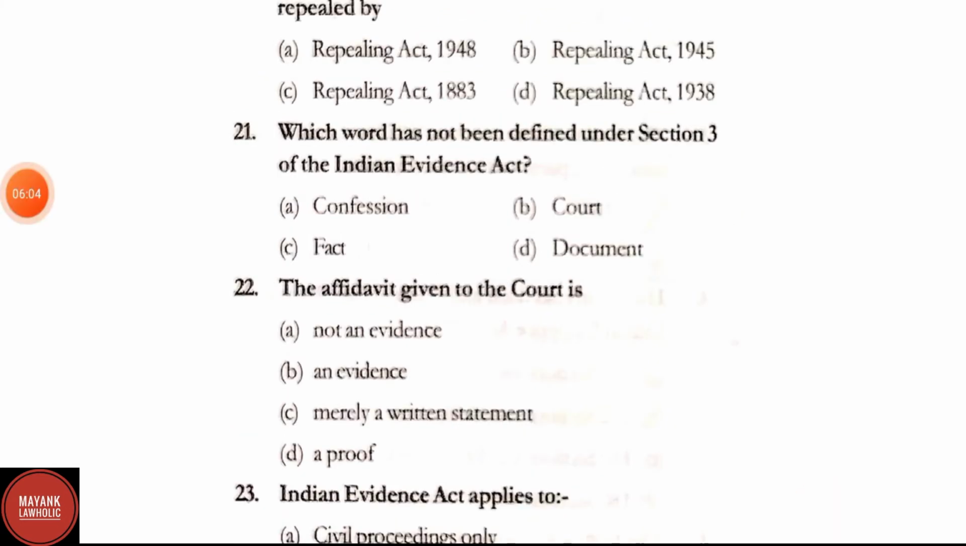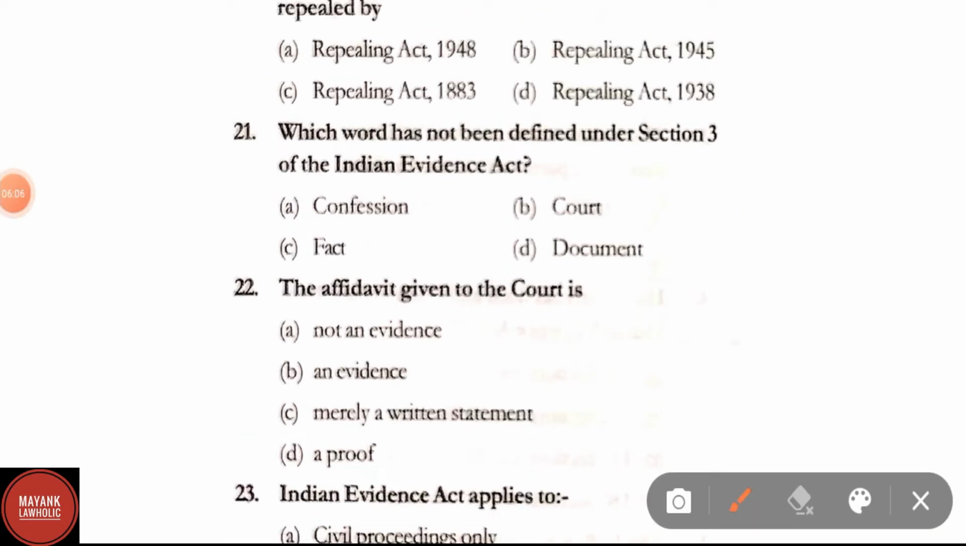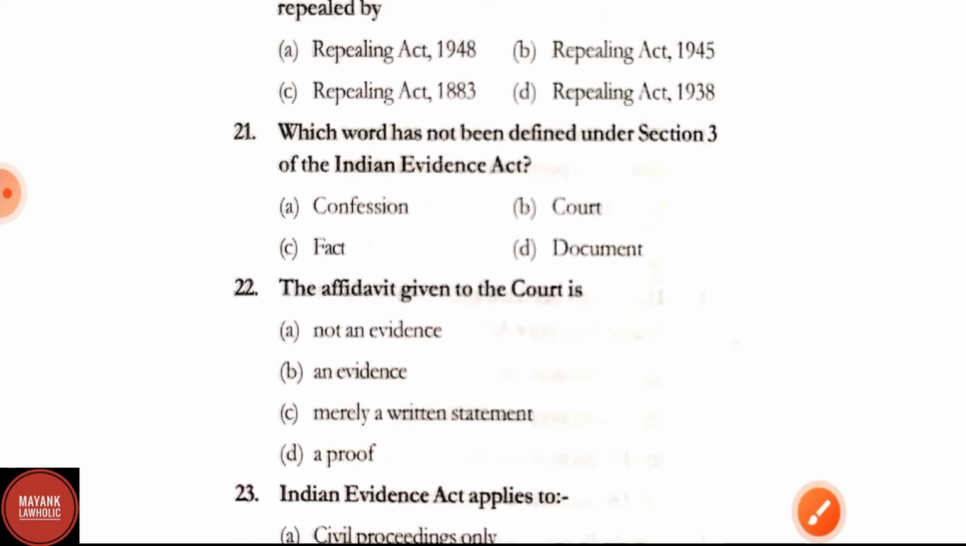Question number 21. Which word has not been defined under Section 3 of Evidence Act? Option A, confession. Option B, court. C, fact. D, document. Correct answer is option A. Confession is not defined in Indian Evidence Act.